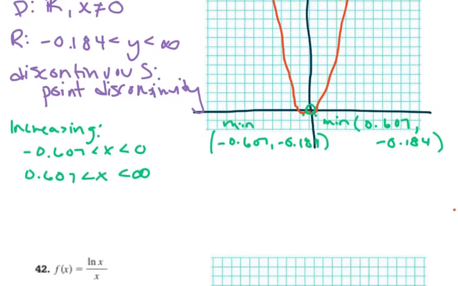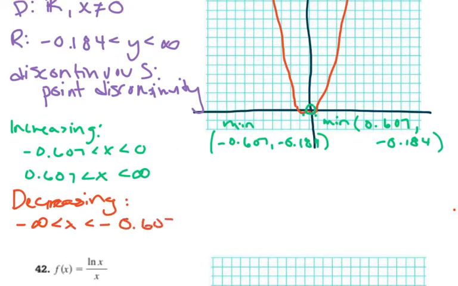And then we have decreasing. Whoa, can't spell that. And the decreasing is going to go from negative infinity to that point that we have for our increasing, so negative 0.607. And then from that, let me think where I'm thinking. Oh, 0. Nope, we're going decreasing. Ooh, from 0 to, oh, between here, 0 and 0.607.